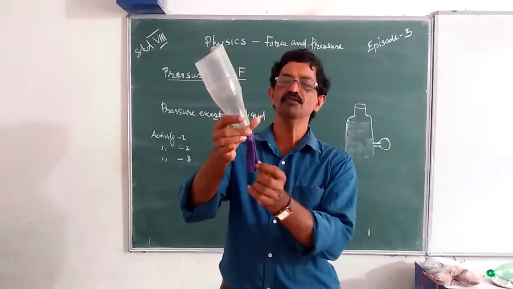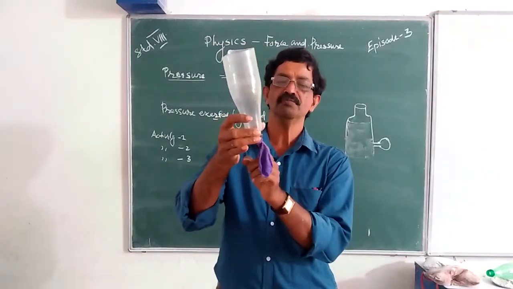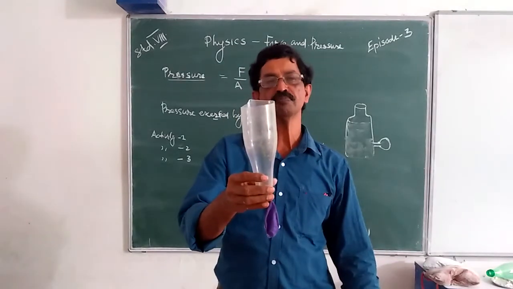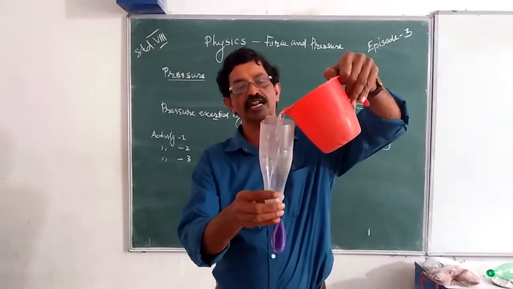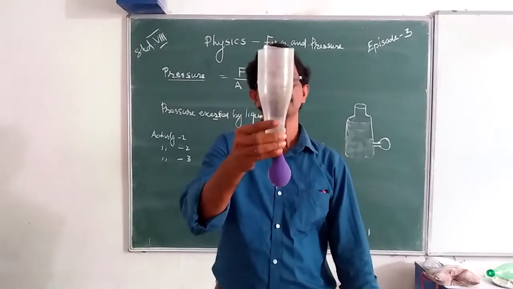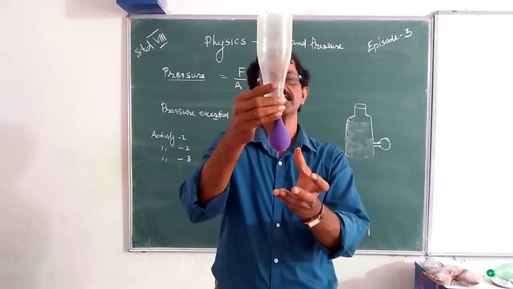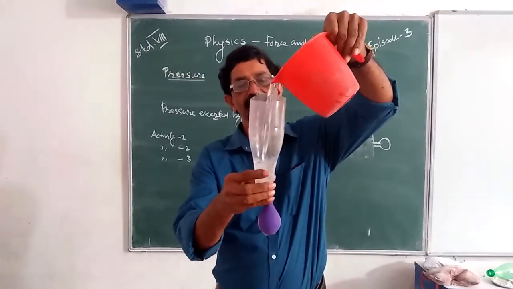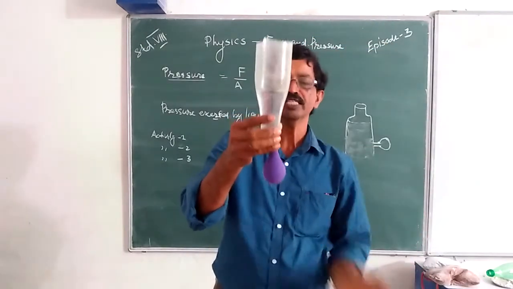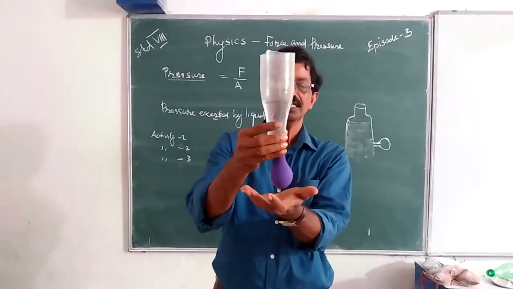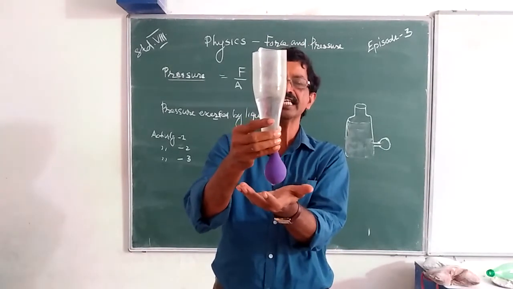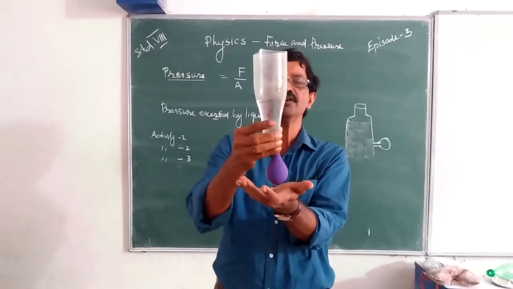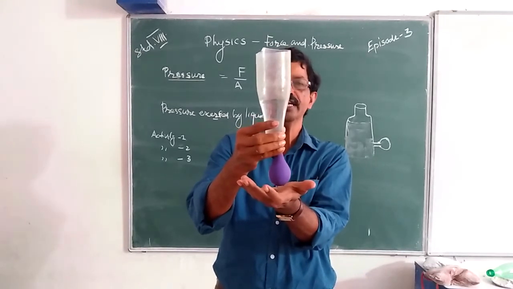See, here a balloon is fixed at the mouth of the bottle. Now, I am going to pour water in this bottle. See, now the balloon bulges. If I pour more water, its bulge becomes more, because when the height of water increases, the pressure exerted by it also increases.